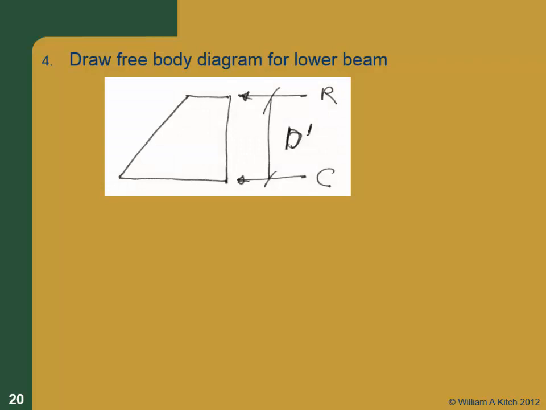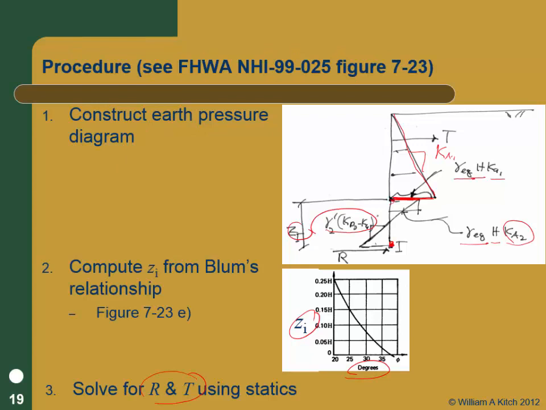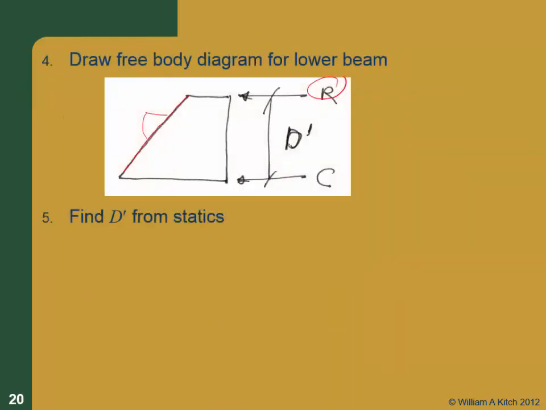So now we're just going to draw the free body diagram for the bottom beam. So the bottom beam, we now know R, and we know that the slope of this, right? The slope of that is going to be gamma prime times Kp2 minus Ka. So we know the slope of that, and then we just need to make sure that this area is enough to balance out R, and then we're going to find d prime from statics. So that's all we're going to do here.